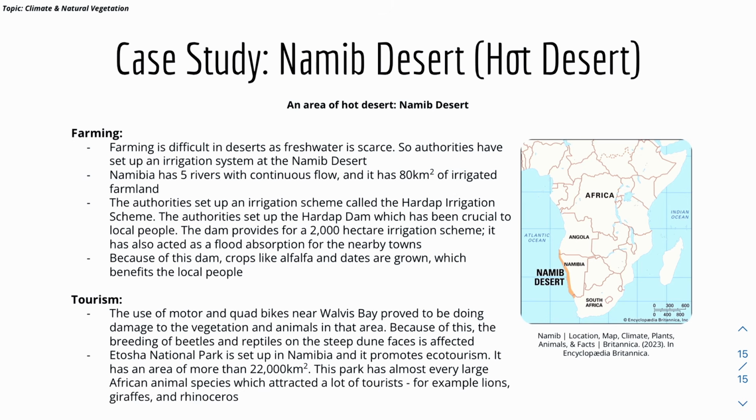And another example of tourism, the Etosha National Park is set up in Namibia, and it promotes ecotourism, which is basically tourism that adheres to eco or sustainable practices. It has an area of more than 22,000 kilometers squared, and this park has almost every large African animal species, which attracts a lot of tourists. For example, there are lions, giraffes, and rhinoceros in the park.